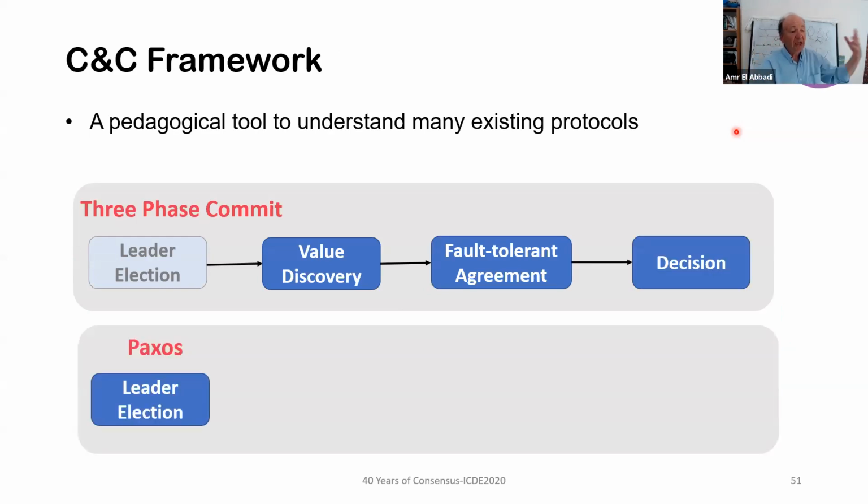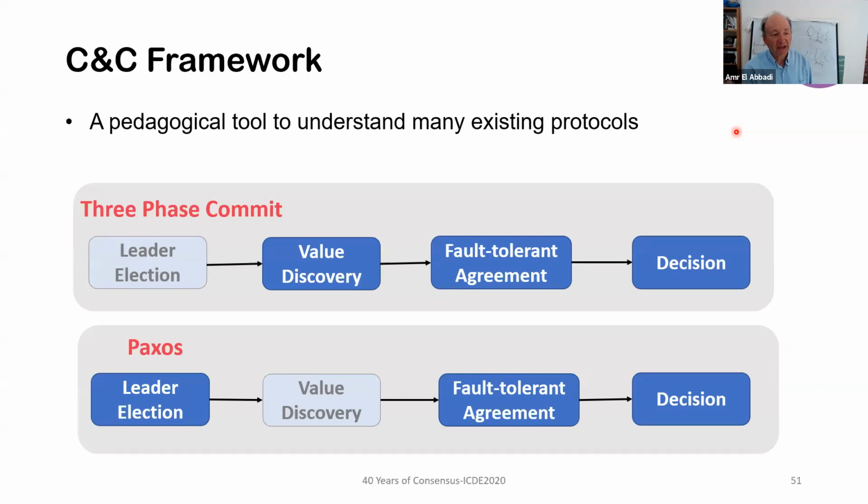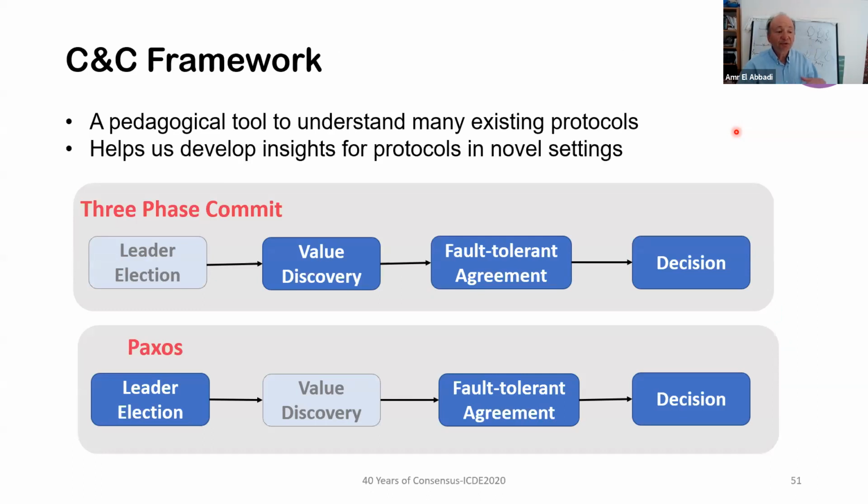While Paxos has a leader election, has a value discovery if there was a failure, and then we have fault tolerance and decision making. This framework not only explains things, but also helps us to provide insights into novel protocols that we have developed in novel settings that are variations on this.